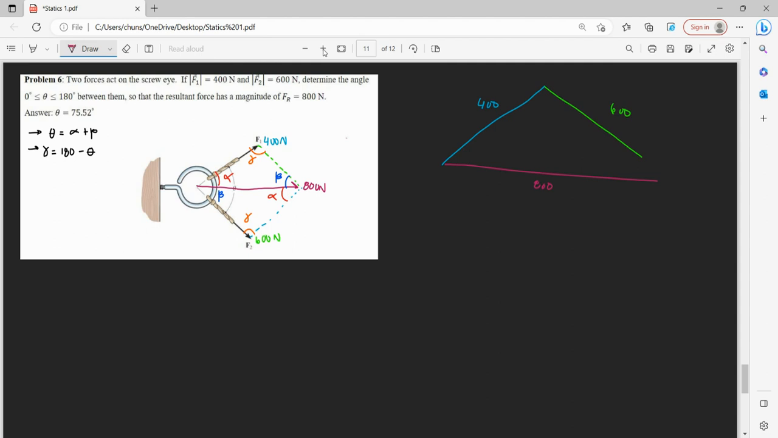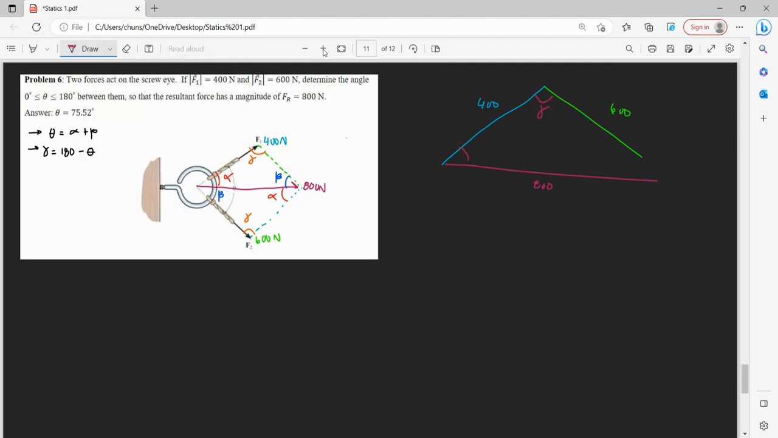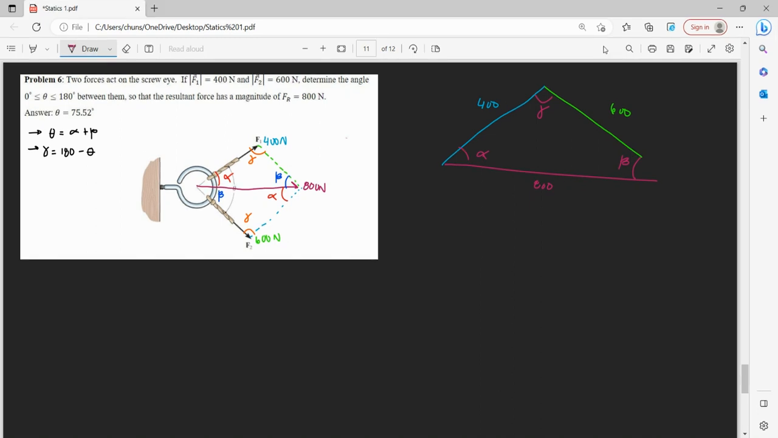And the first thing I would like to solve for is our gamma. Is that a good idea? Hold on. No, I'm thinking. Is that what I want to do? Okay, let me consult. Okay, so first angle we are solving for is gamma.